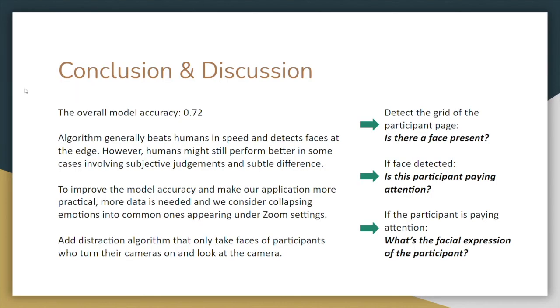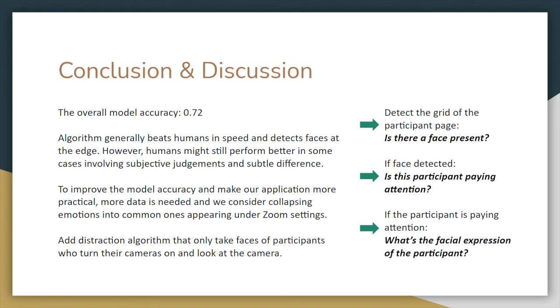And here's the conclusion and discussion section. Our overall model accuracy is 0.72. The algorithm generally beats humans in speed and detects faces at the edge. However, humans still might perform better in some cases involving subjective judgments and subtle differences.